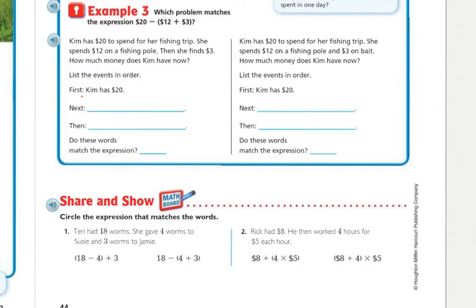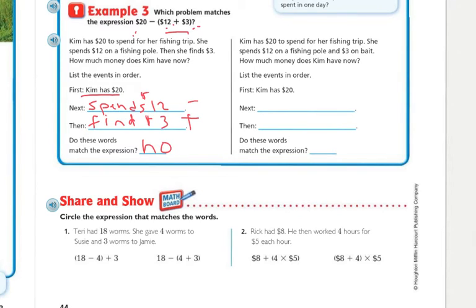List the events in order. First, Kim has $20. Next, Kim spends $12. Then she finds $3. So in this expression, she would spend $12, which would be the minus, and then she would find $3, which would be an addition. But over here it's showing the 12 plus 3, and we're taking it away from 20. So that would mean she'd be losing 12 and losing 3 from the 20. With this particular one, she'd be taking 12 from the 20 and then adding 3 back. So no, this does not meet the needs of that expression.